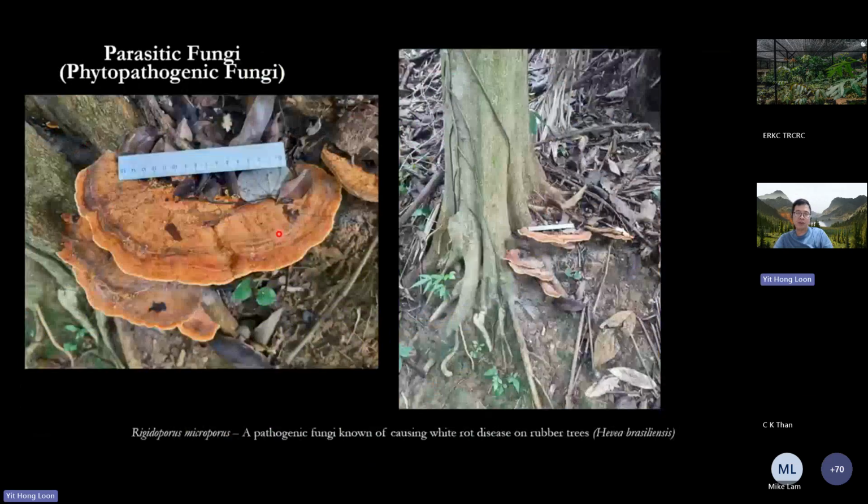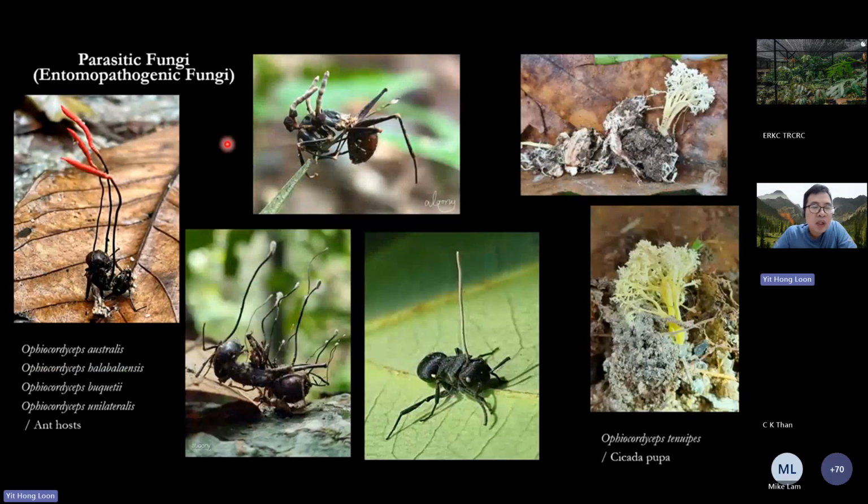Okay, of course it will be bad to the environment. Yeah. So this is another type of parasitic fungi. It's an entomopathogenic fungi, so it attacks insects.